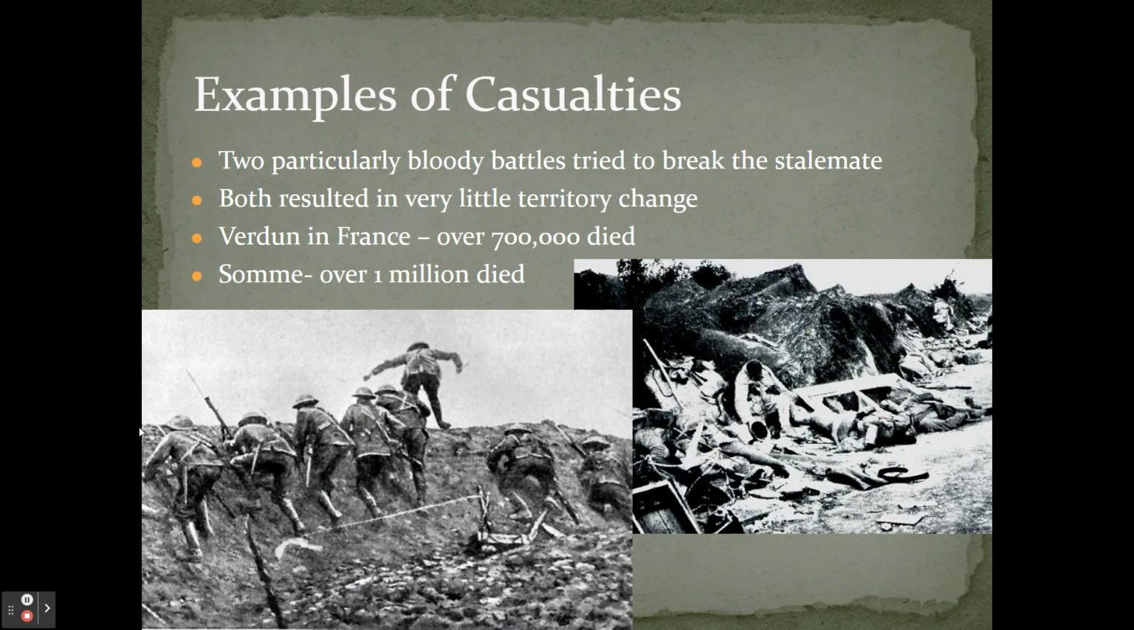And you don't have to know battles for this war, but I just put two examples here to show you how deadly it was. Two particularly bloody battles on the Western Front that both resulted in very little territory change. Verdun, over 700,000 people died. The Somme, over 1 million soldiers were killed. So again, the historical development here is that the new tactics and weapons made the war much more deadly than wars in the past.